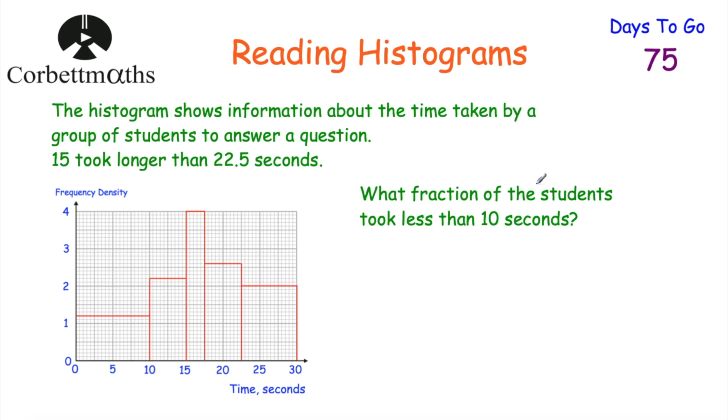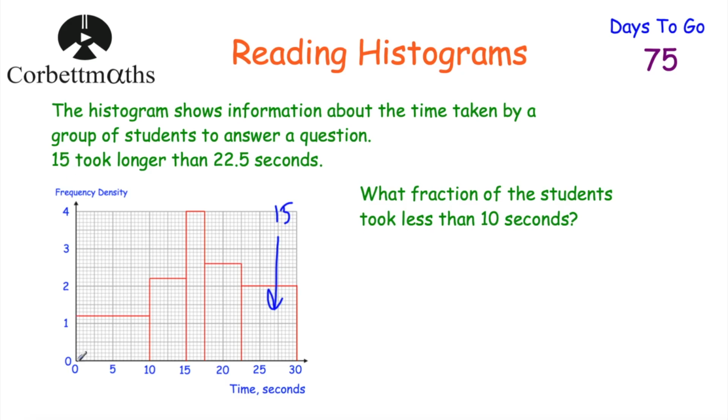Perfect. Okay, so the question says, what fraction of the students took less than 10 seconds? Now, in terms of this question, I would probably want to find out how many students there are altogether to begin with, because the question doesn't actually tell us how many students there are altogether. So let's find out how many students are altogether. Now, for this bar, we know the frequency is 15, because we were told that in the question. Let's find the frequencies for the other bars.